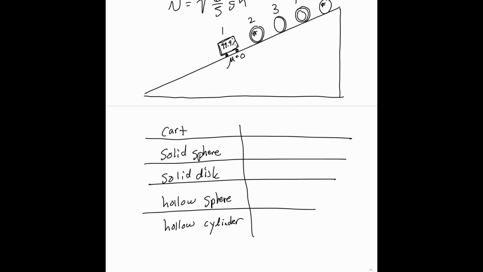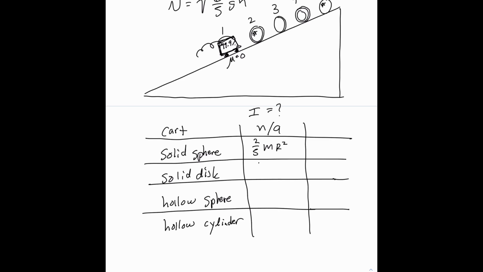Now let's add some columns to this chart. And in the middle column, why don't we write down what the formula is for the rotational inertia? Well, it doesn't apply for the cart because the cart isn't going to tumble and roll. The wheels will, but remember, the wheels have such low mass compared to the mass of the whole block that it's negligible. Okay, now for the solid sphere, we know I is equal to 2/5 mr squared.